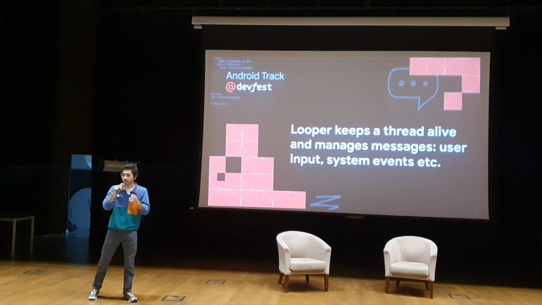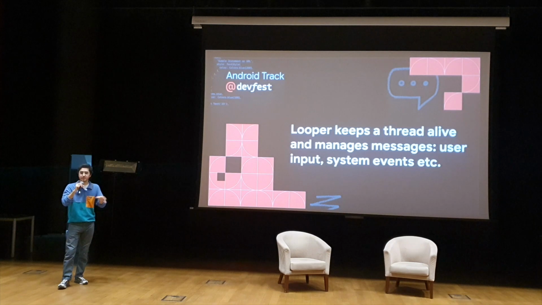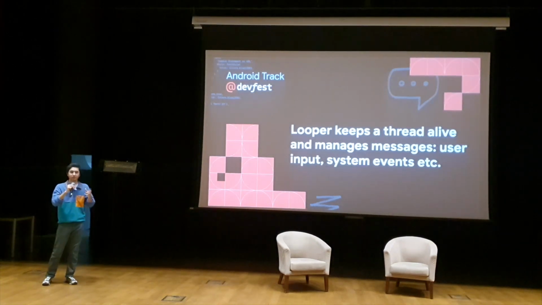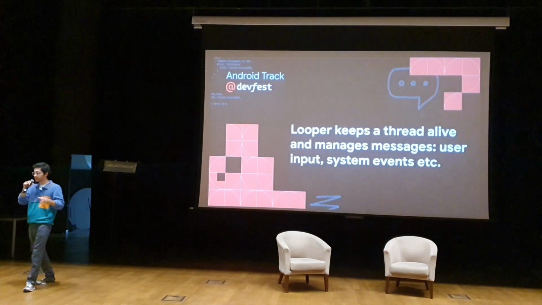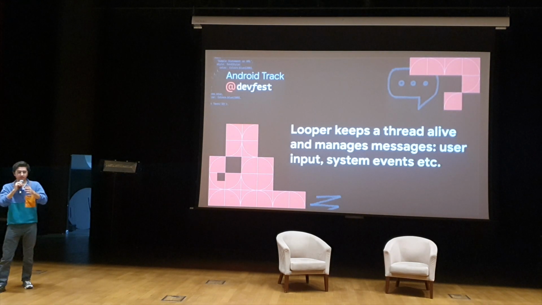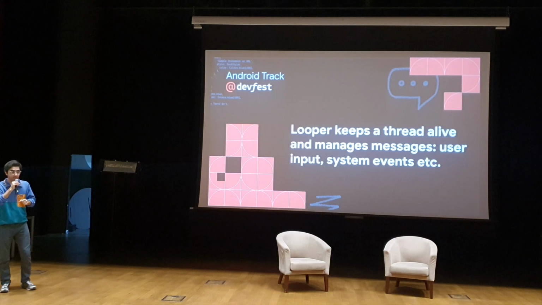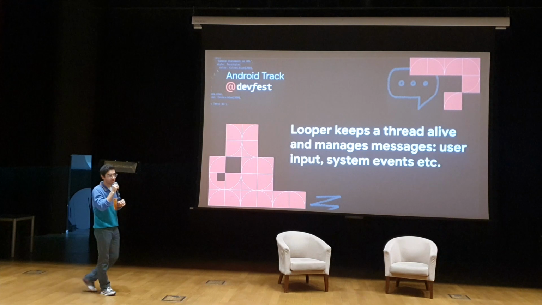This message can be anything. It can be a user clicking something, a user entering some text, or the system sending some events. Let's say your battery is draining, right? Or something happening, like your phone is plugged into a power charger. So anything that is sent to your application is provided to your application's core, which is the thread, through a component that's named Looper.